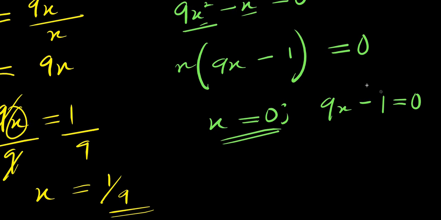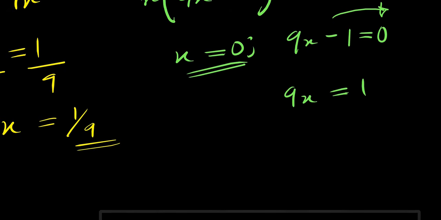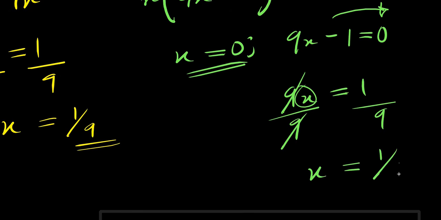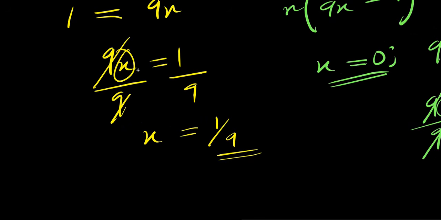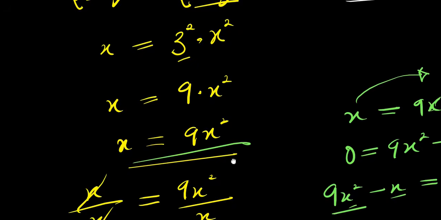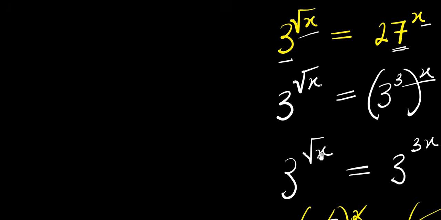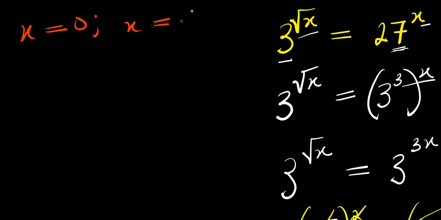To solve this, I move negative 1 over here. I have 9x equals 1. So I isolate x by dividing this by 9. Dividing this by 9, 9 eliminates 9. I have x equals 1 over 9. So in this other method, we have 1 over 9 and 0, while just dividing, we had only 1 over 9. So that means in total, we have 2 different solutions. We have x equals 0 and x equals 1 over 9.